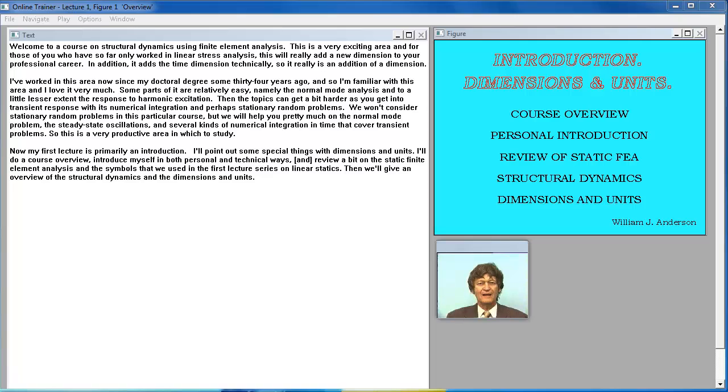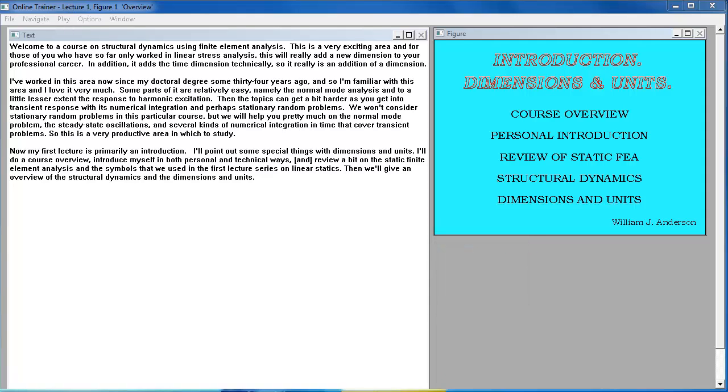Some parts of it are relatively easy, namely the normal mode analysis, and to a little lesser extent the response to harmonic excitation. Then the topics can get a bit harder as you get into transient response with its numerical integration and perhaps stationary random problems. We won't consider stationary random problems in this particular course, but we will help you pretty much on the normal mode problem, the steady state oscillations, and several kinds of numerical integration in time that cover transient problems. So this is a very productive area in which to study.